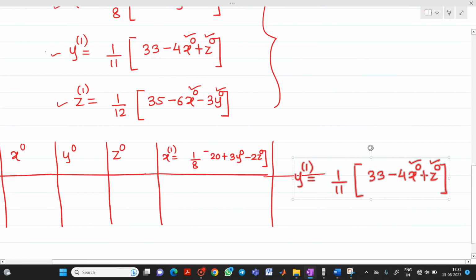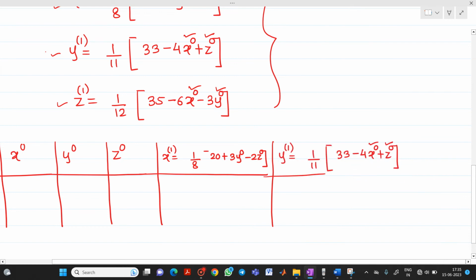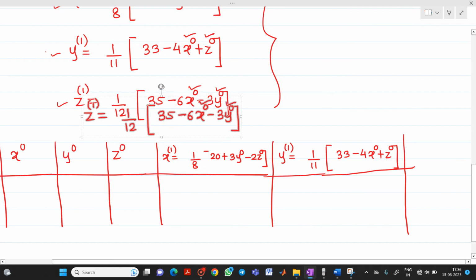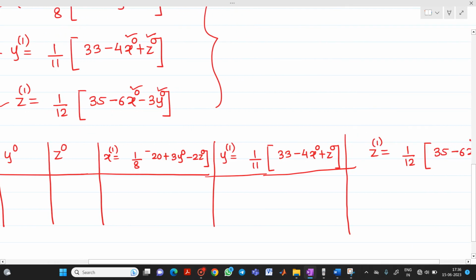So let me write it here. This will be your equation of y1, and the last column you have to write the equation of z1. So I am going to write it as equation of z1. If you see, this will be your equation of z1. I am going to reduce the size so it will be visible for us.